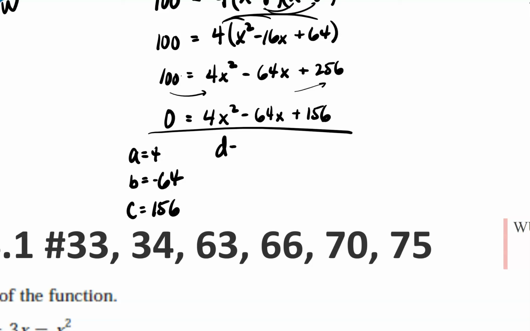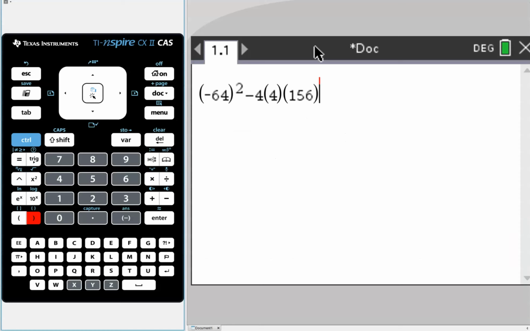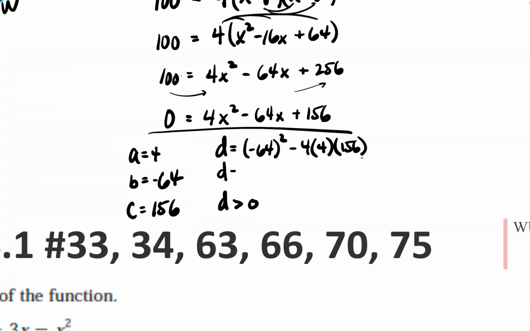We can quickly calculate our d value, our discriminant. That's going to be negative 64 squared, which does come out to be a positive number, minus 4 times 4 times 156. Now, I'm not 100% sure, but I think 64 squared is going to be bigger than this product, so I think my discriminant is going to come out to be a number bigger than 0. But let's check. Okay, so I have this entered into my calculator, and that result comes out to be 1600. So D is 1600. That is indeed larger than 0, so that tells me that we have 2 real number solutions to this quadratic.